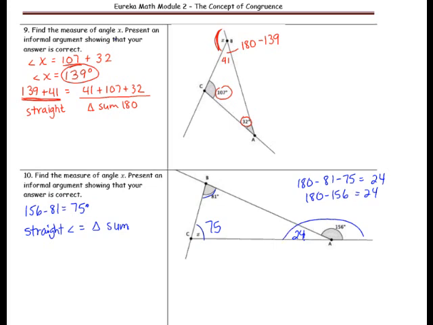So the straight angle is 24 plus 156. And then the interior angles are 81 plus 75 plus 24. And this equals 180 degrees. On the left, it equals 180 degrees. And here we have the exterior angle is equal to the sum of the two remote interior angles. So we have proven that our answer is correct.